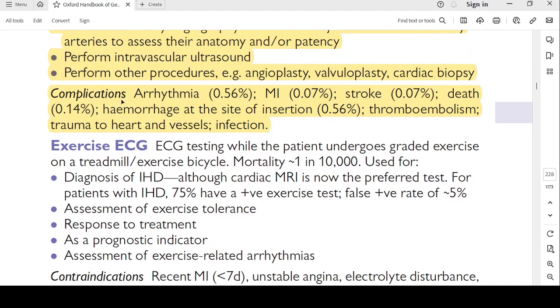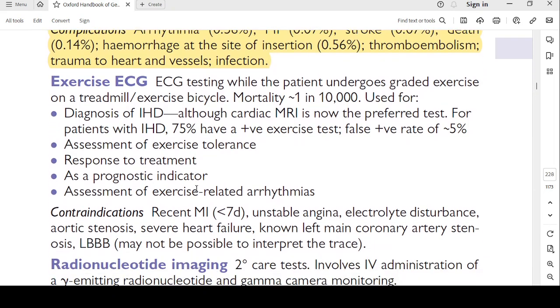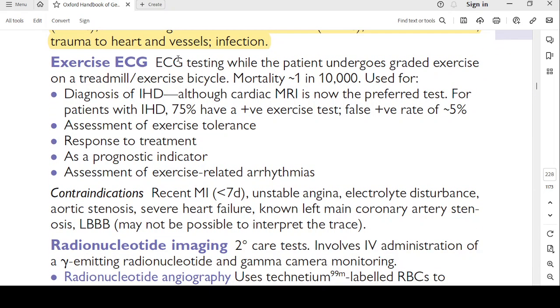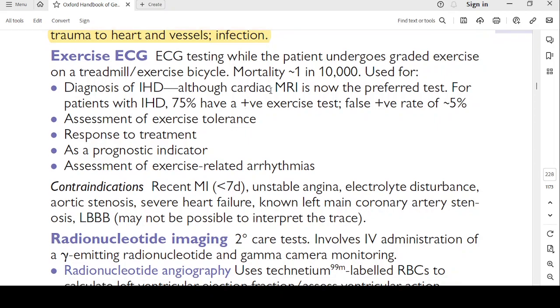Complications of cardiac angiogram are arrhythmia, MI, stroke, death, hemorrhage at the site of insertion, thromboembolism, trauma to the heart and vessels, and infection. Exercise ECG. ECG testing while patient undergoes a graded exercise on a treadmill or a bicycle. Mortality is 1 in 10,000, used for diagnosis of ischemic heart disease, although cardiac MRI is now the preferred test for the diagnosis of ischemic heart disease.